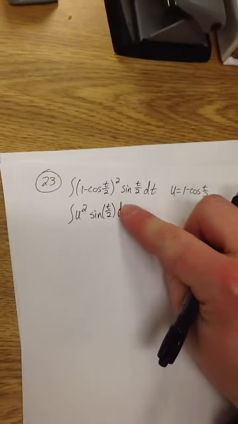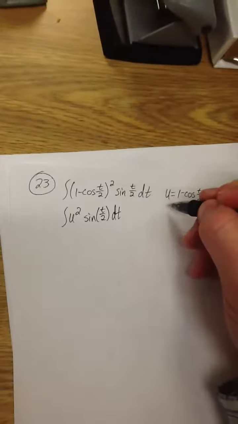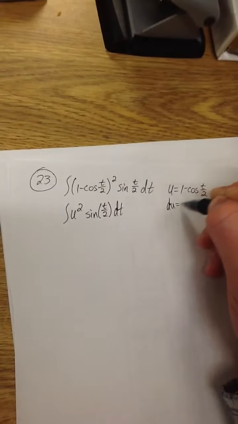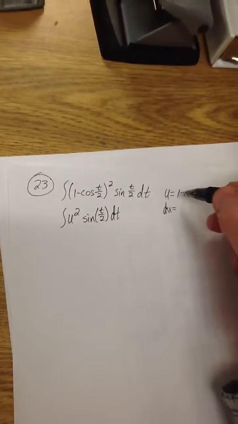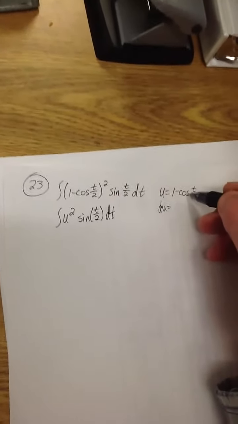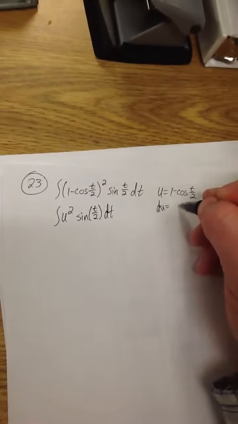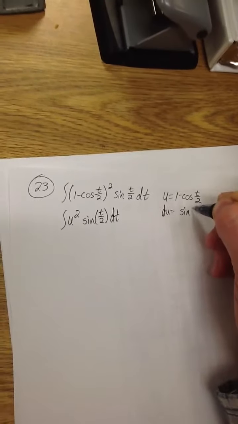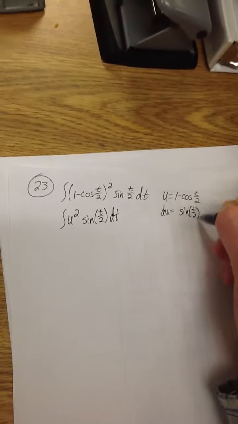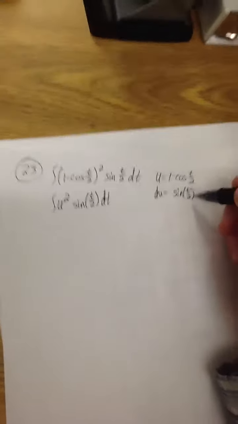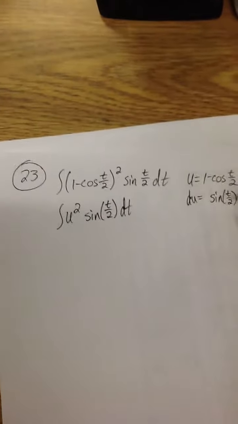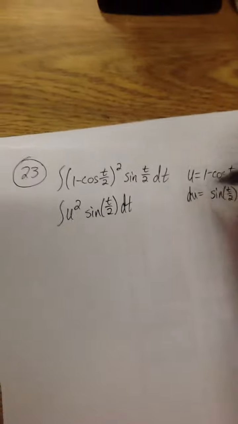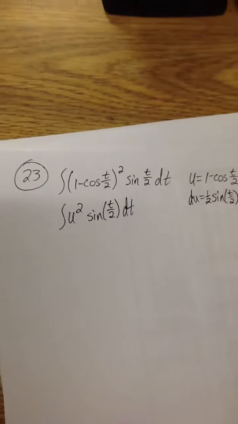Well, I need to get rid of this, so going over here, du is the derivative of that. Well, the derivative of 1 is just going to go away. The derivative of cosine is negative sine, but it's already negative, so it's going to be the positive sine of t over 2. But I have to chain rule it, so the derivative of t over 2 is 1/2, so I have to put that out front.